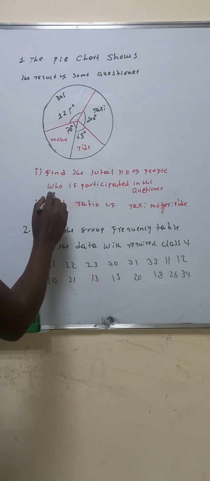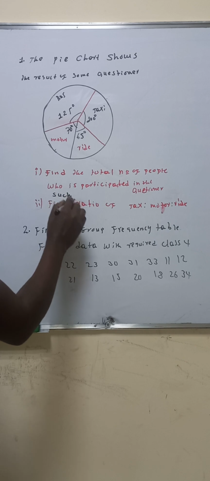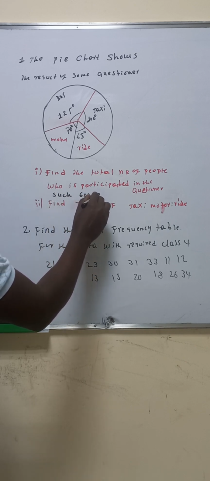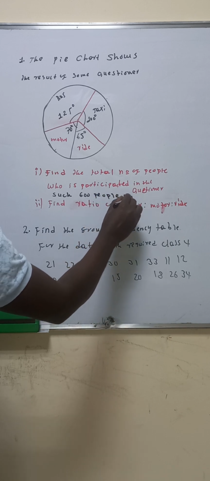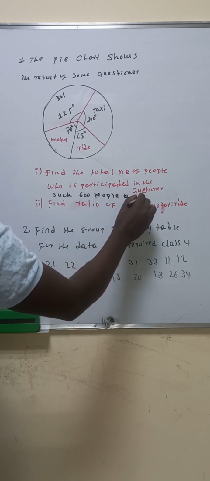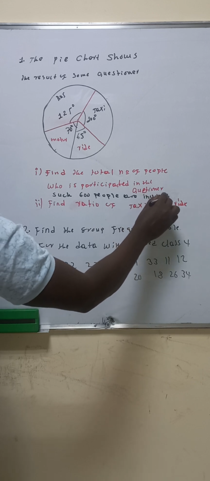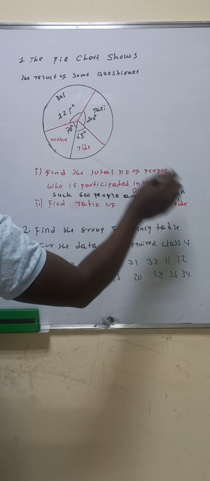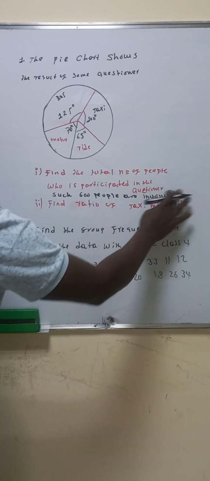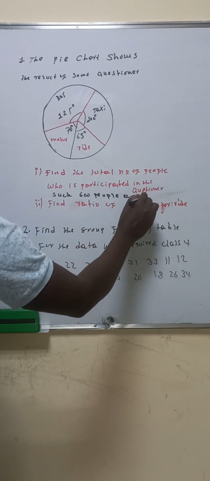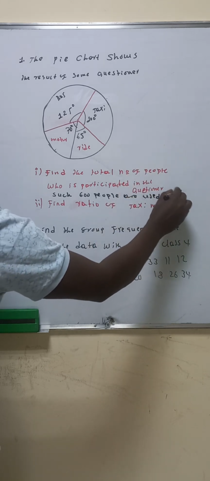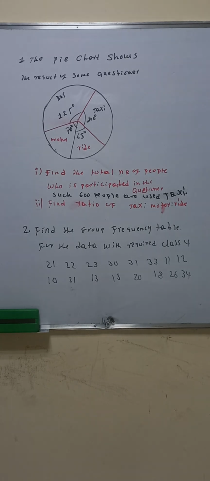It says that 600 people participated in the questionnaire, or 600 people simply used taxi. How are we going to do this kind of problem? To solve this kind of problem, let me explain how we do.